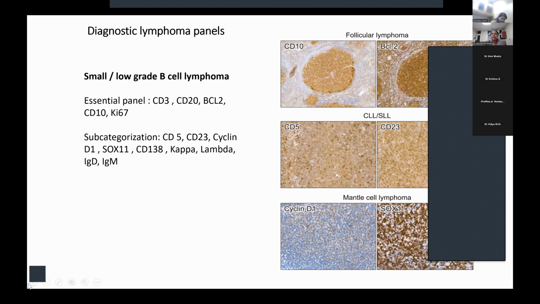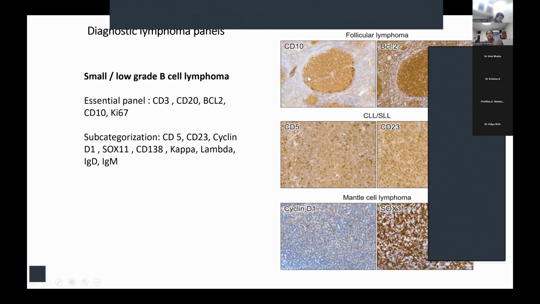So the essential panel for a small or a low-grade B-cell lymphoma has to include the lineage markers CD3 and CD20, BCL2, which will label the B-cell as neoplastic and rule out a reactive process, CD10 to identify the germinal center lineage, and Ki67 to grade the lymphoma. So here you have an example of a follicular lymphoma.